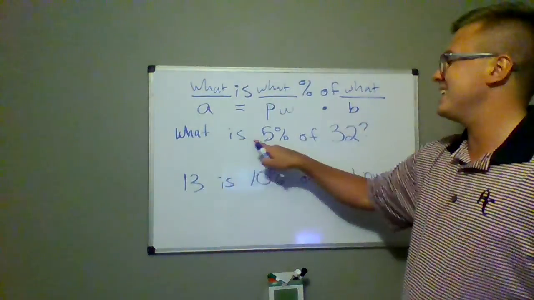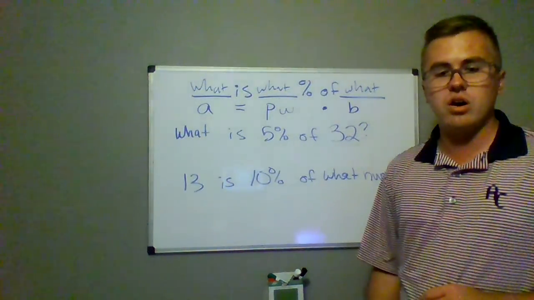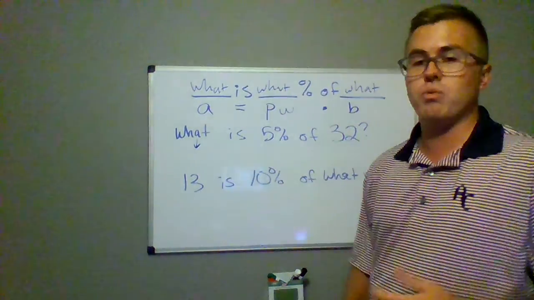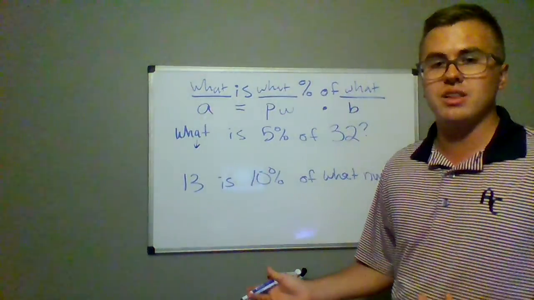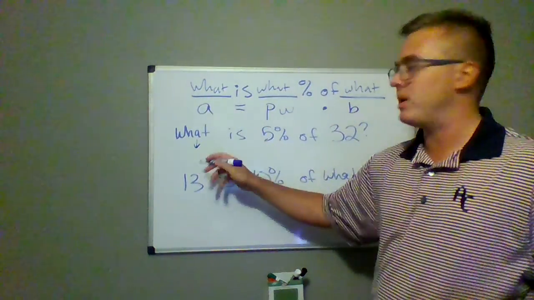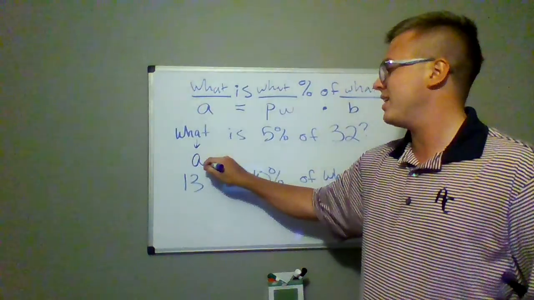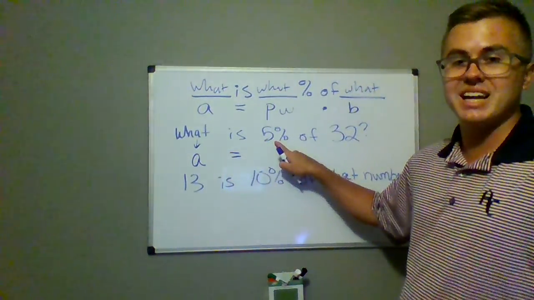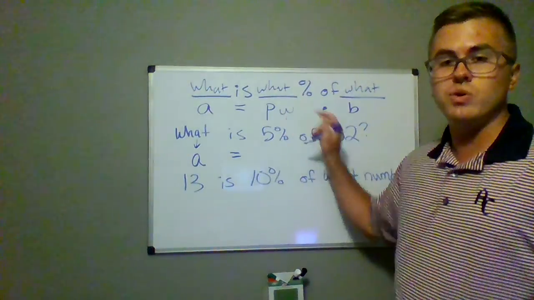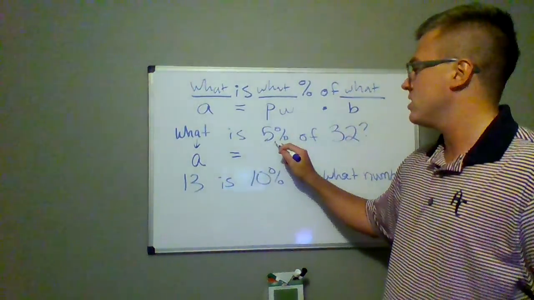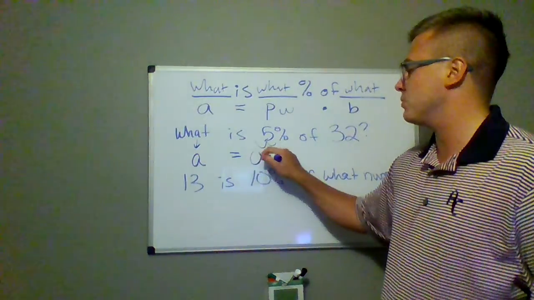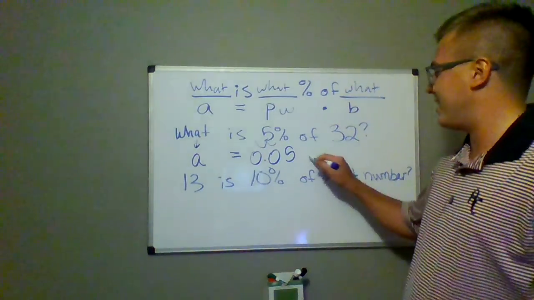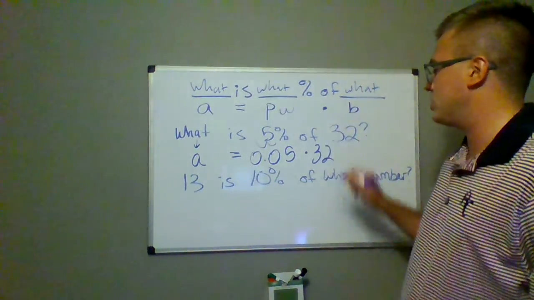What is 5% of 32? I'm going to translate that. When we don't know something, we call it a letter. I used A up here, so we'll go ahead and use that again. So what, A, is equal to 5%. Remember, this is where we have to move the decimal 2 spots to the left. So 5% as a decimal is 0.05, and then times 32.